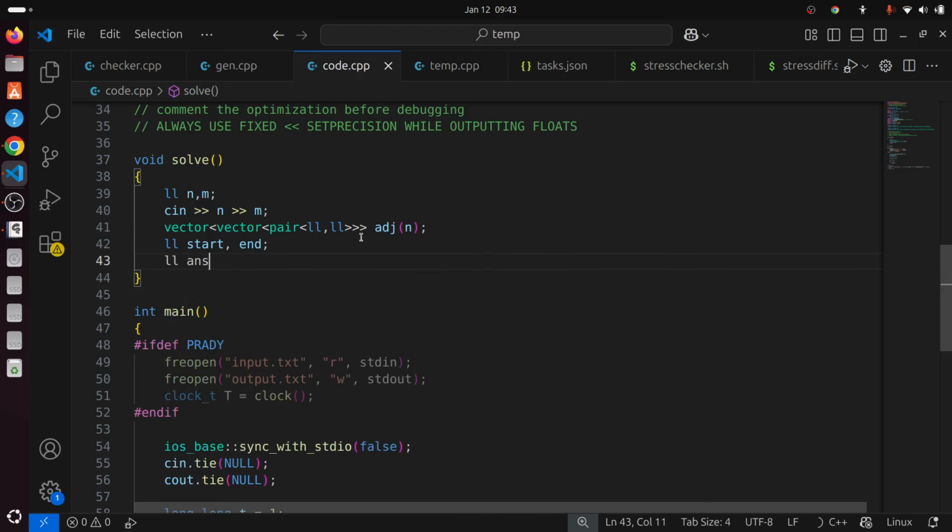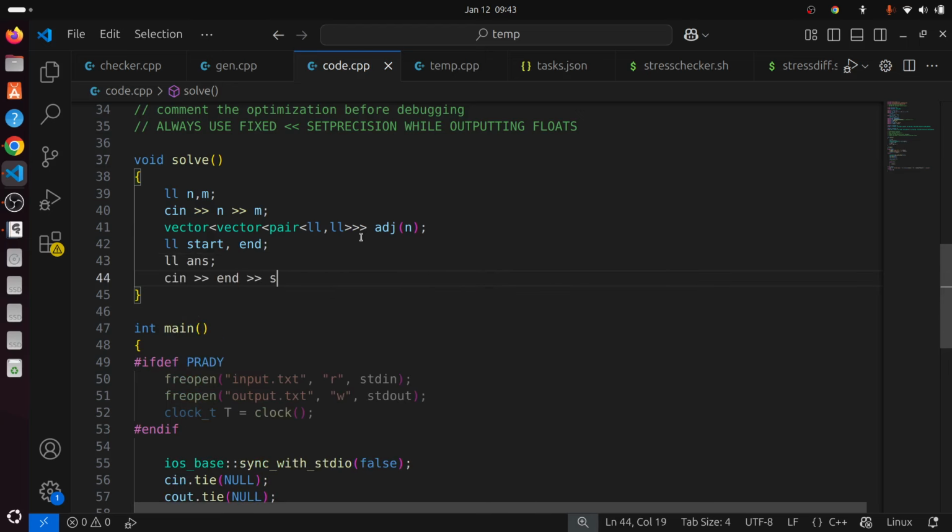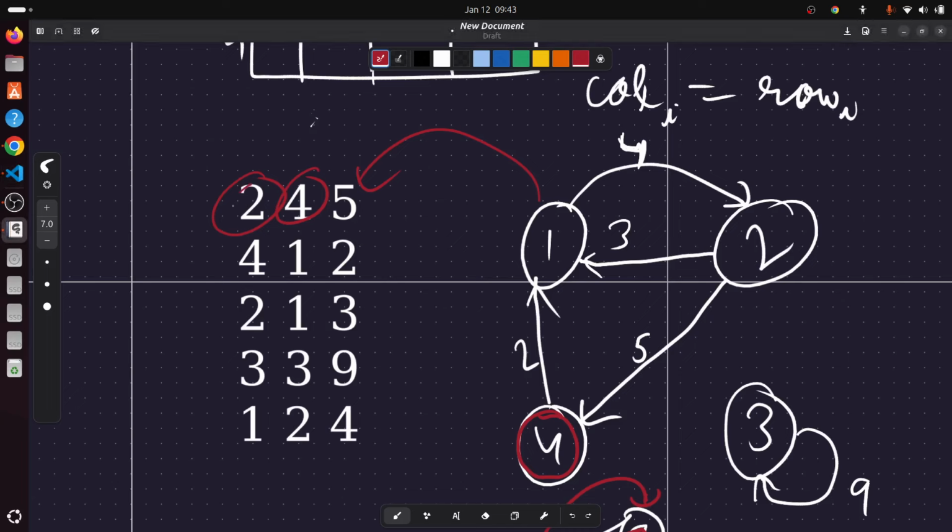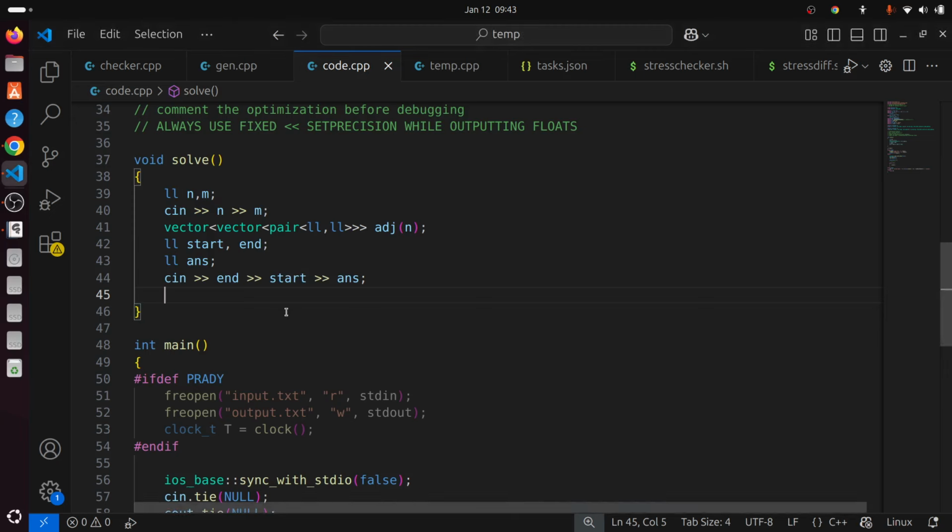So what I'll do is I'll cin end, start, and ans. Do you understand what I did there? Like this first 3 numbers, 2, 4, and 5. So this is the ending vertex 2, starting vertex is 4, and the cost is 5. I'm just storing this initial 5. Okay, and I am having 0 index here, so I'll keep it 1 index. Then I have m-1 more edges.